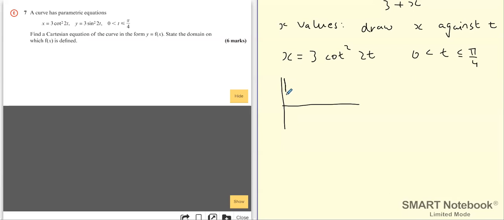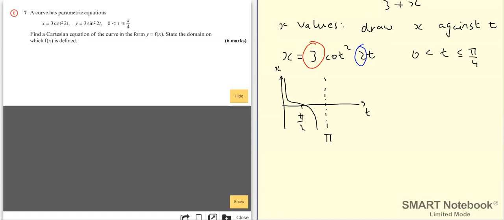Now if I think about cot t, it looks like that up to pi here. This is pi over 2, and this is x, this is t, but that's not the graph we want to draw. We only want it up to pi over 4. Now if we think about it, there are two transformations taking place. There is this and there is this transformation.